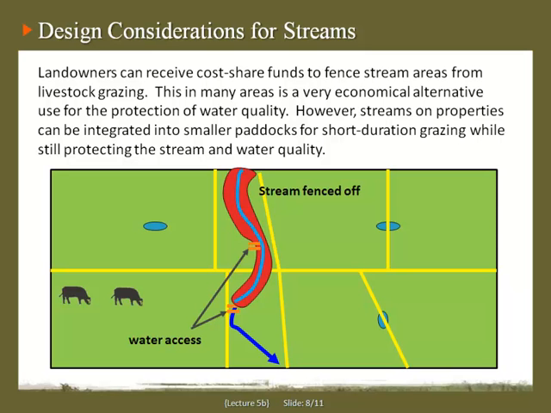If you have streams that run through your property and pasture units, landowners can receive cost share funds to fence stream areas from livestock grazing. In many areas, this is a very economical alternative use for the protection of water quality. However, streams on properties can be integrated into smaller paddocks for short duration grazing while still protecting the stream and water quality.